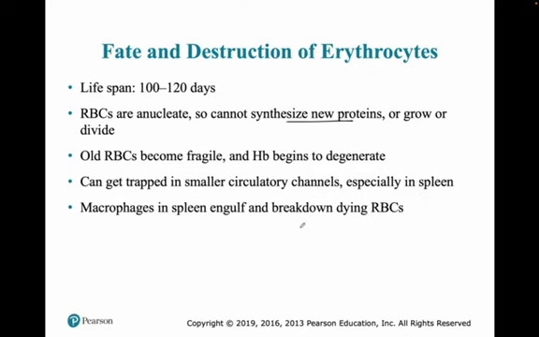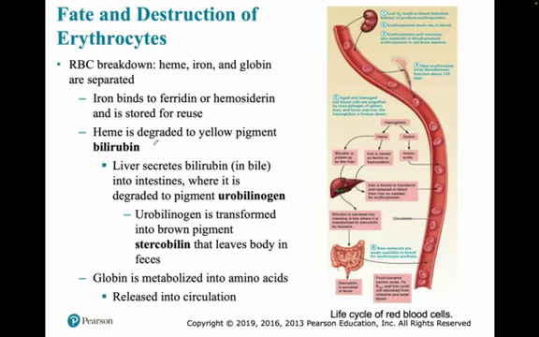If there is some old RBC, it can be engulfed by macrophages. Macrophages are special types of cells that take care of any waste product generated in our body. So they can take care of old dying RBCs as well. When we are talking about RBC breakdown, we are talking about three things to be broken down, right? Heme, the iron, and then the globin. So the three need to be broken down.